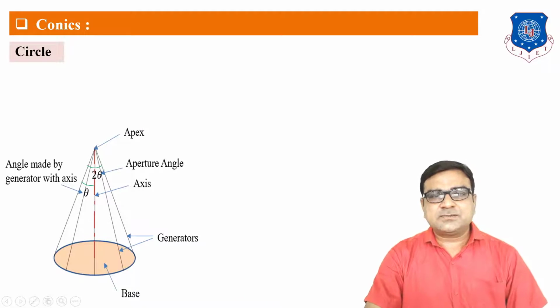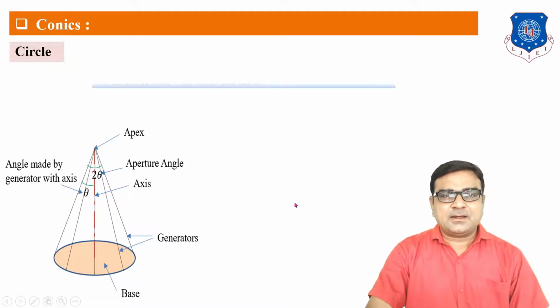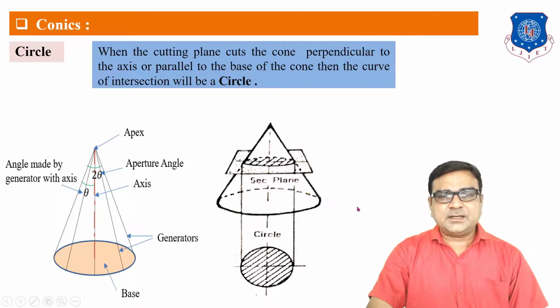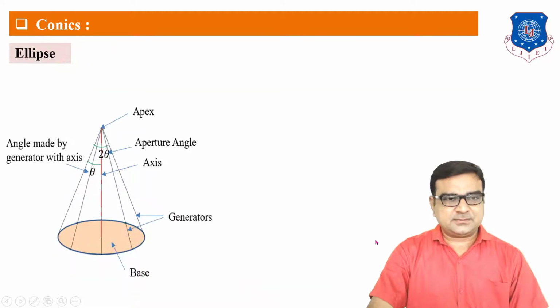Now for the circle, when we cut the cone with a cutting plane and the position of the cutting plane is such that it is parallel to the base and perpendicular to the axis, then the true shape of the section will be a circle.